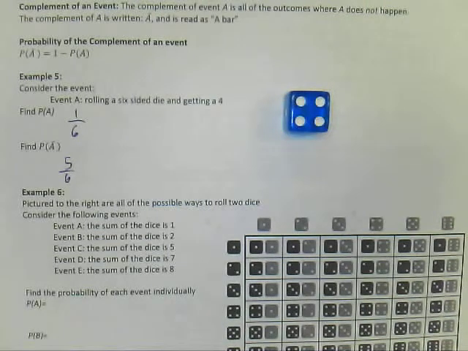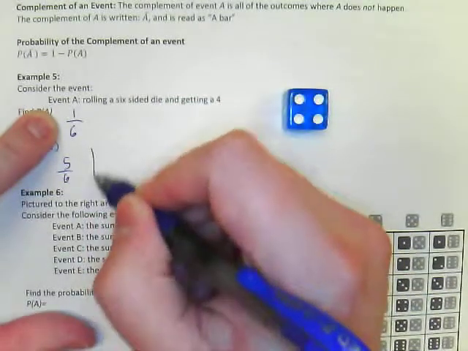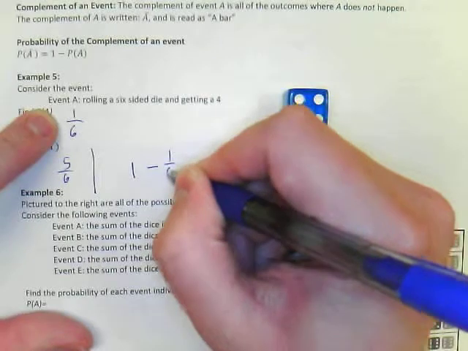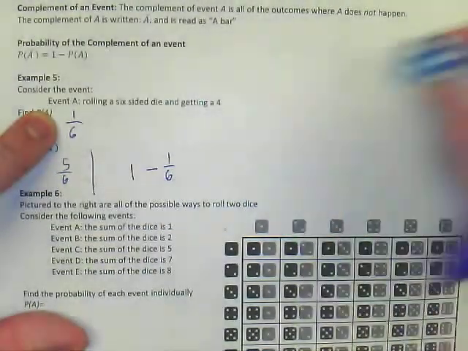Remember that a probability of 1 means that something is going to happen. It's the highest probability that you can have. And so if we take 1 and subtract off the probability of event A, then we will get the probability of the complement. So another way we could have done this would have been to take 1 and then subtract the probability of event A happening. That will give you the complement.